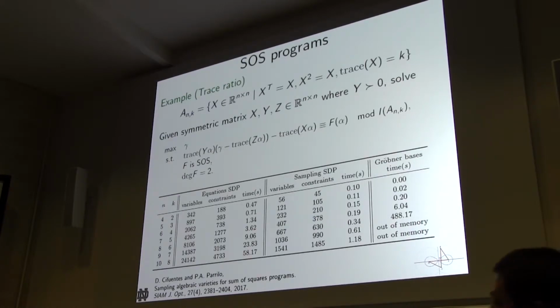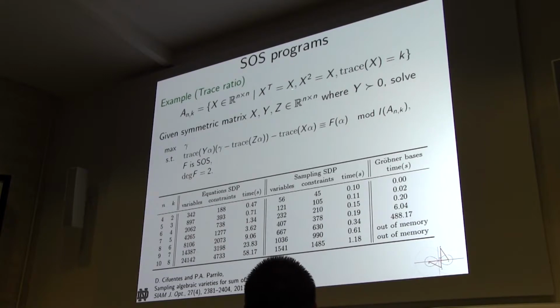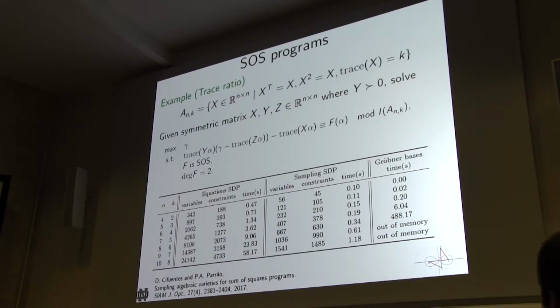Okay, so here's an example from their paper to answer Alicia's question. Here's one of the varieties that's actually given to you with some defining equations. So you want to look at symmetric matrices which are idempotent and their trace is equal to k. That's a nice variety. Take the Zariski closure of that. It's a nice complex variety.